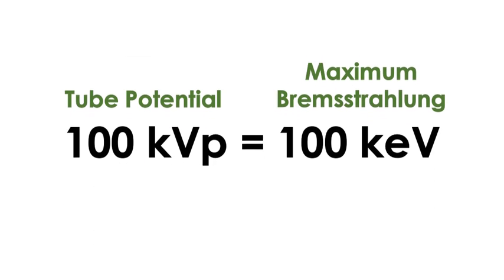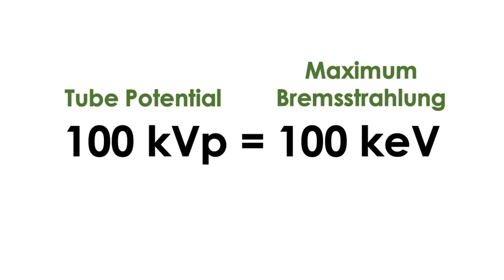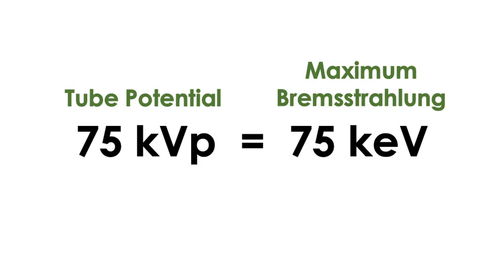The maximum energy of a Bremsstrahlung X-ray photon is controlled by the kVp. So the tube potential, if it's set to 100 kVp, will create Bremsstrahlung photons that have a maximum energy of 100 keV. And of course, if we change the kVp, this changes. If the tube potential is set to a kVp of 75, the maximum Bremsstrahlung X-ray photons will have an energy of 75 keV. Not many Bremsstrahlung photons are going to have this maximum energy.